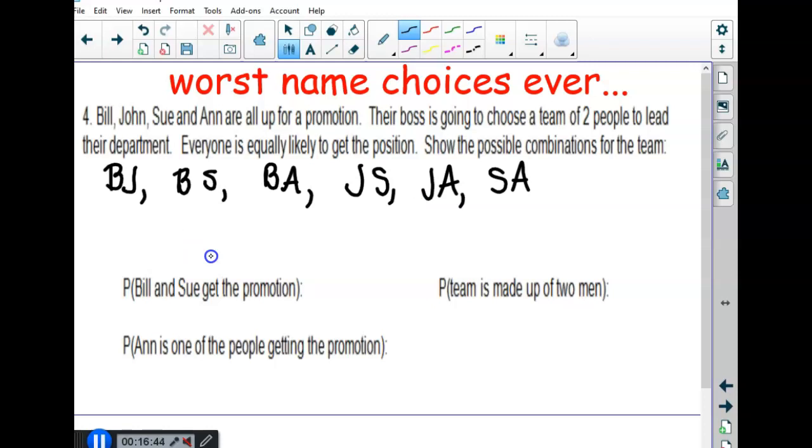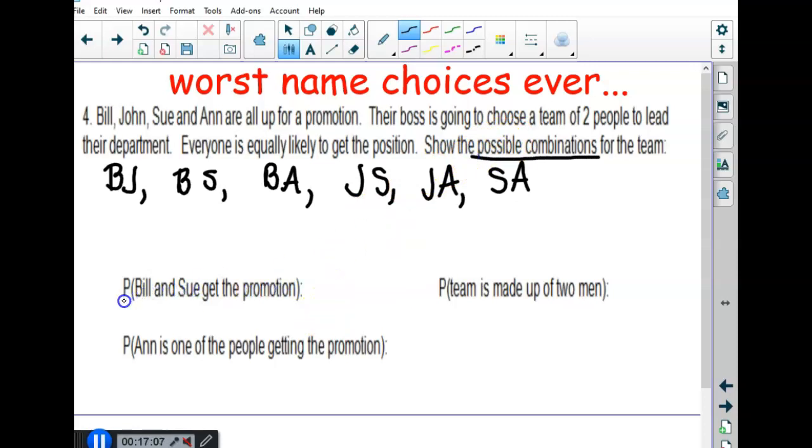Is everybody clear that we don't need to list John and Bill? Because that's the same team as Bill and John, right? Okay. So the order they're picked in didn't matter here. So there are how many ways we could pick this team? 6 different ways, okay? It did say show the possible combinations.